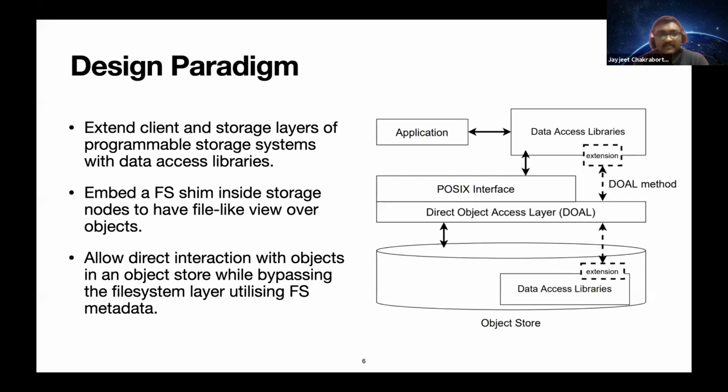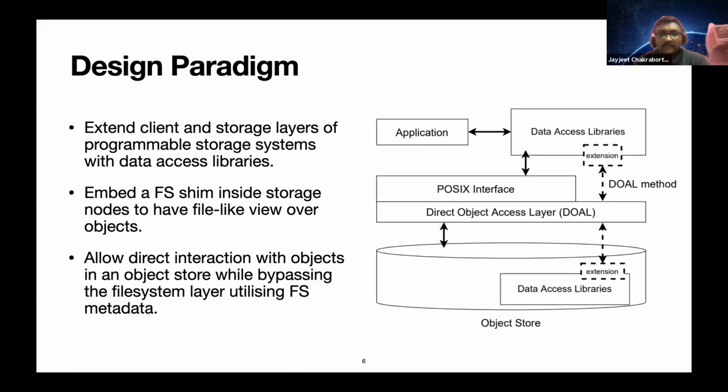The second point is we created a file system-like shim inside the storage nodes so that we can easily embed the Arrow libraries inside the storage. Arrow libraries, like most other file formats, understand file system POSIX formats. They don't understand objects. So it is a very thin layer between the Arrow libraries and the object storage layer, so that Arrow libraries can directly operate on objects. It can see objects as files basically.